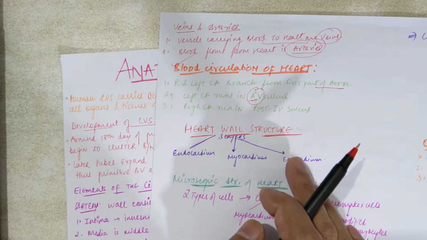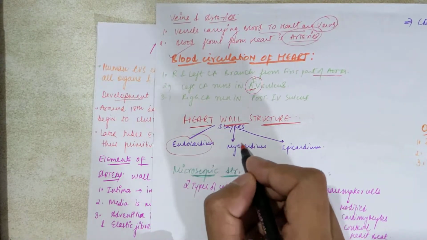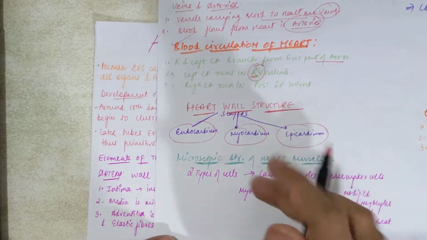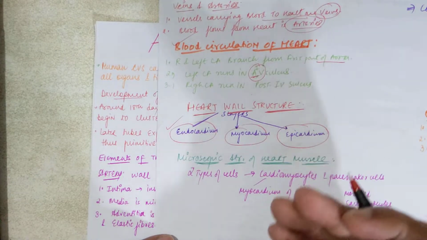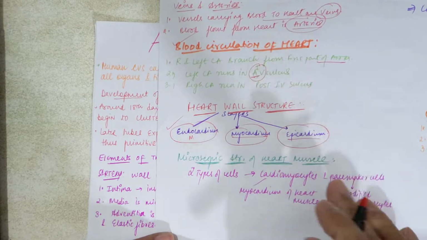In the heart we have wall structures: endocardium, myocardium, and epicardium. We have 3 layers from inside to outside. Most inside we have the endo, then the myo in the middle, and the epi outside.